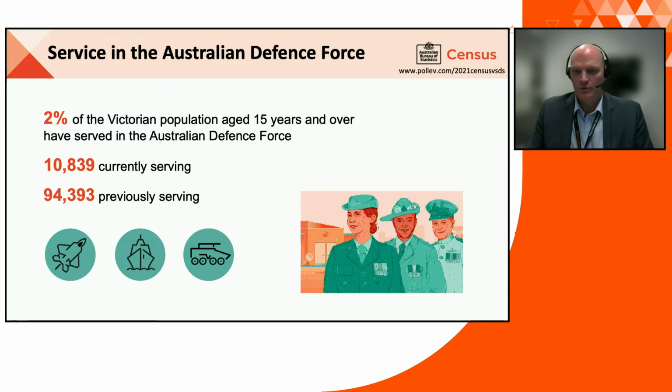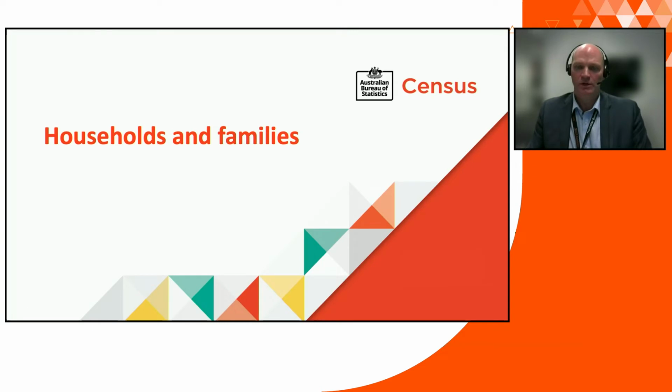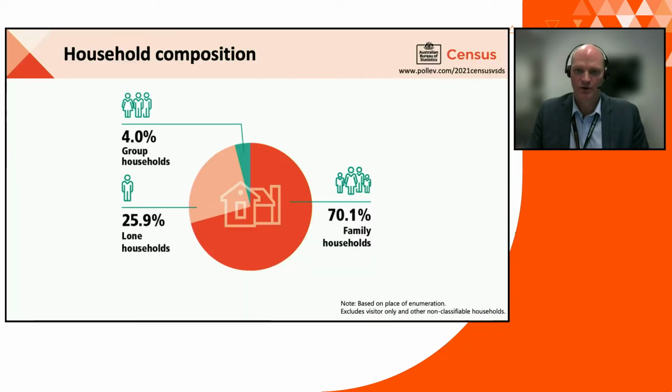All right, so we've been talking a lot about people, but now we're going to move on to households and families. Let's get into it first by talking about households. We have three categories of households in the census. We either see people as a family household, a lone household, or a group household. Most people in Victoria live in family households. Well, that's true for Australia too, but a quarter of the households were lone person, just nearly 26%.